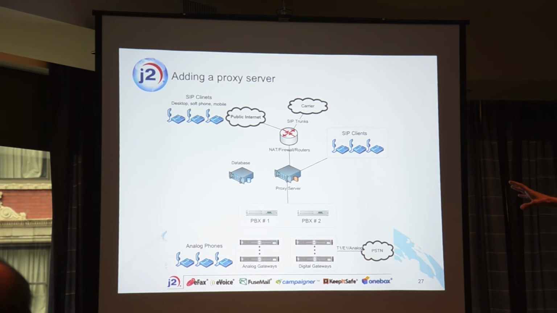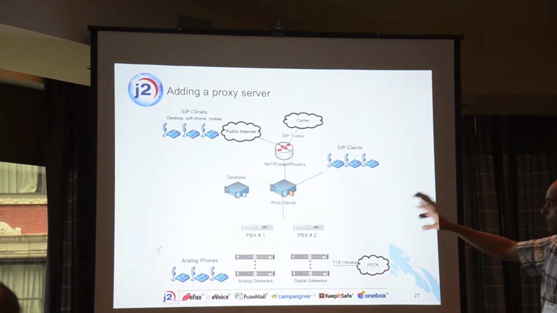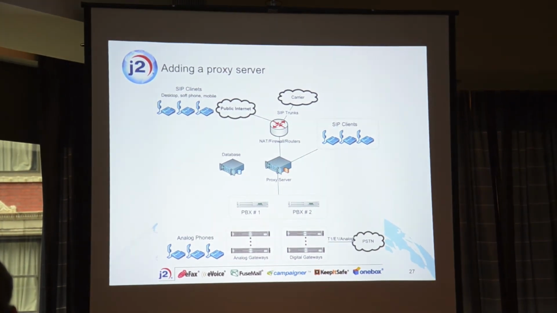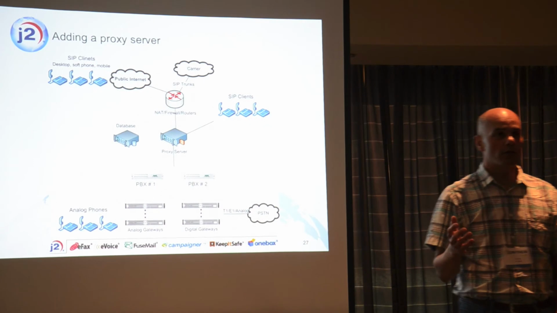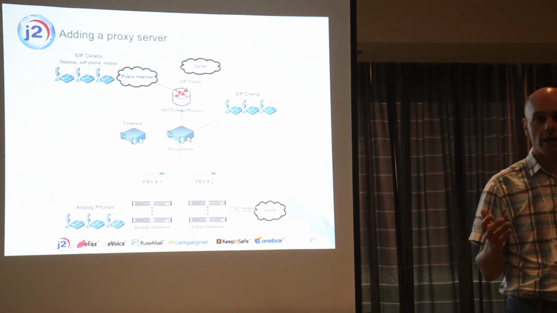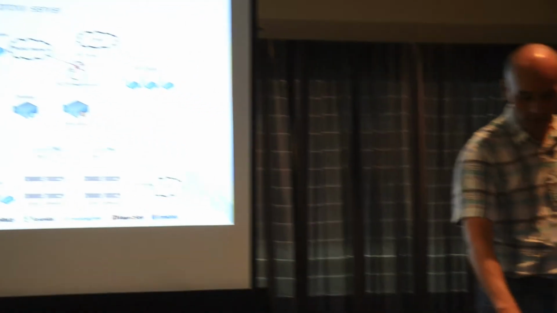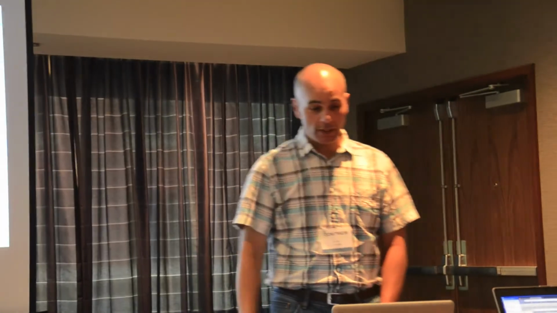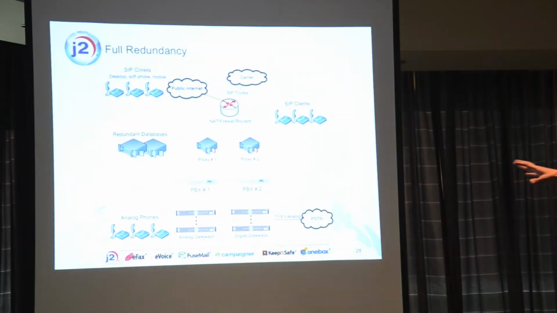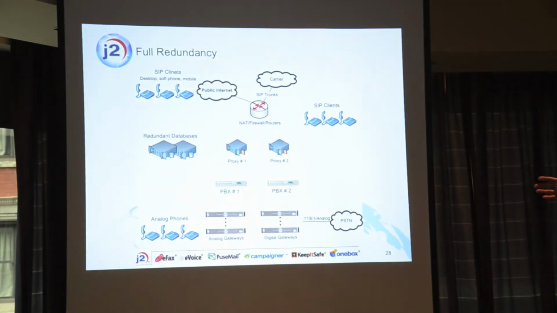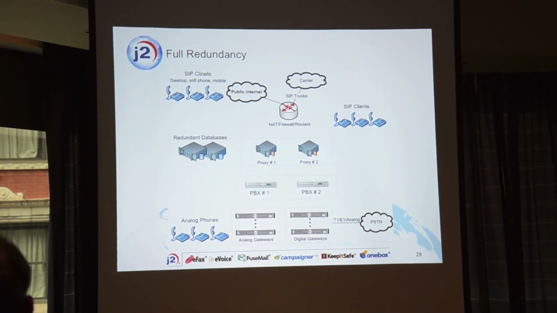Then you need a proxy server that uses a database, everything registers to that proxy server, and then the proxy server knows which PBX or which gateway is alive, and then it can do the handling for you. And if one goes down, it routes the call to the other one. But then really, for better redundancy, you need to have 2 proxy servers. So if one of the proxy servers goes down, the other one will take over, and also redundant databases.